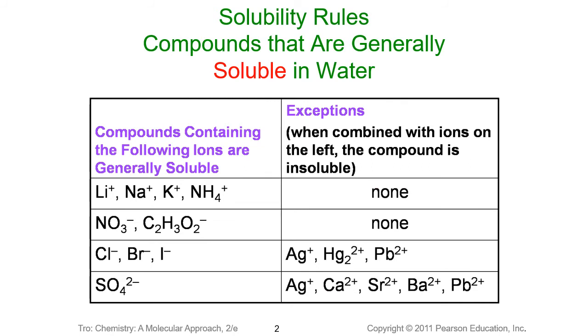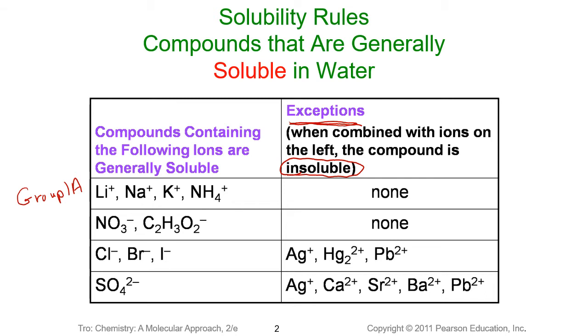Based on those experiments, we have a list of rules, and we call them solubility rules, for compounds that are generally soluble in water. So if they are in group 1A, or the first column of the periodic table, they are always soluble no matter what, and there are no exceptions. So the right side of our table are the exceptions to the rules. If it falls in this column, that means that it will be insoluble.